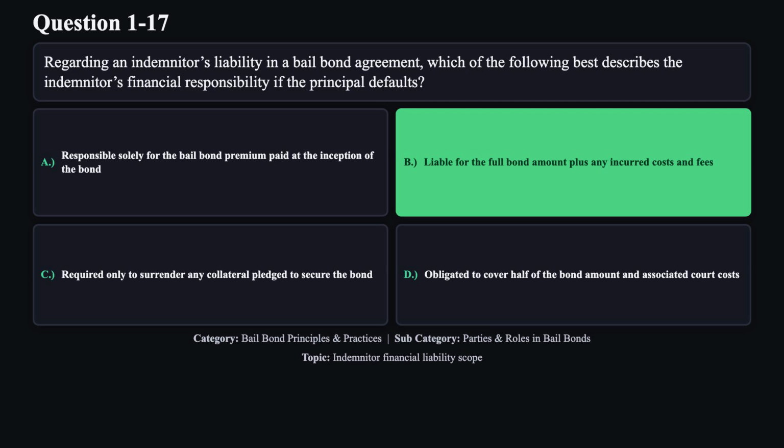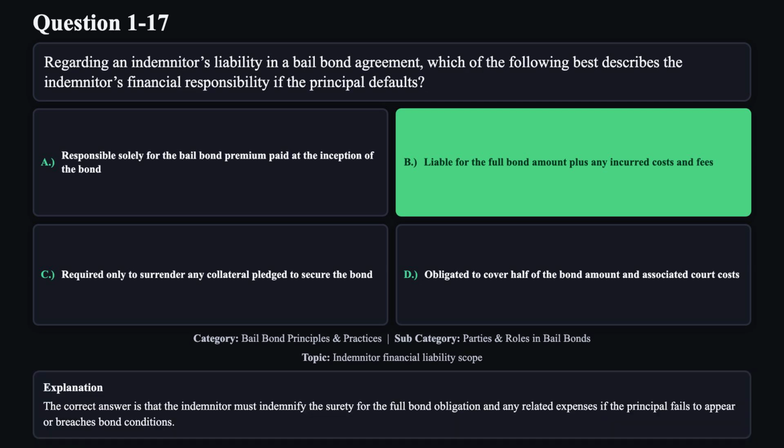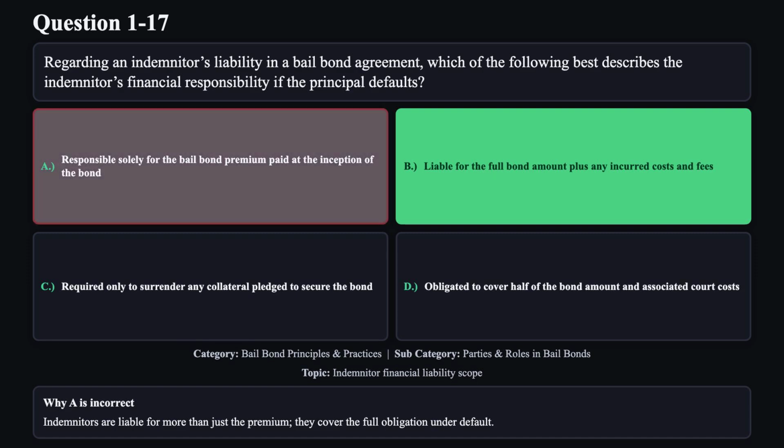The correct answer is B. The correct answer is that the indemnitor must indemnify the surety for the full bond obligation and any related expenses if the principal fails to appear or breaches bond conditions. Reason A is not correct. Indemnitors are liable for more than just the premium. They cover the full obligation under default.